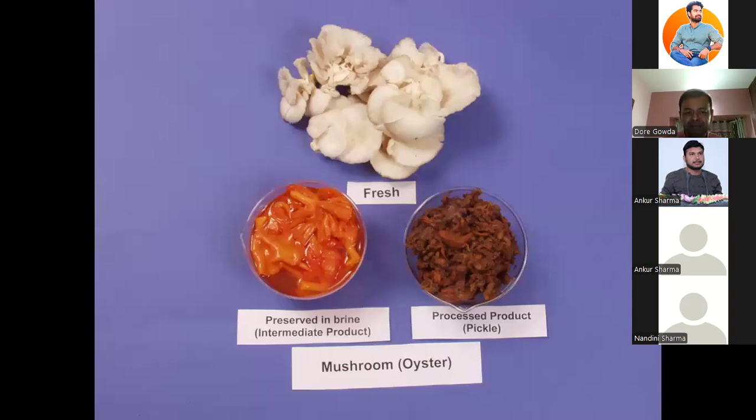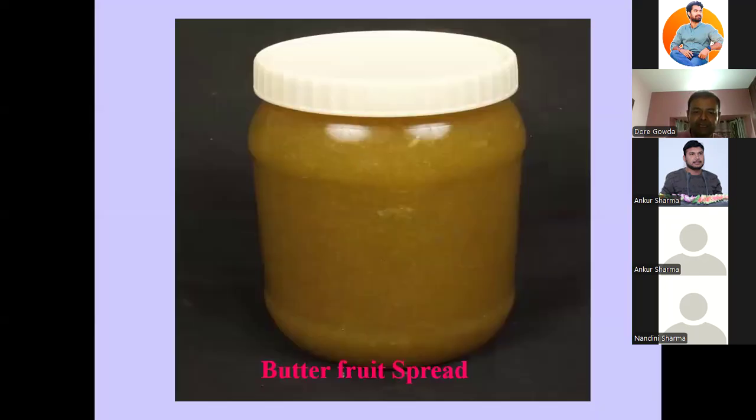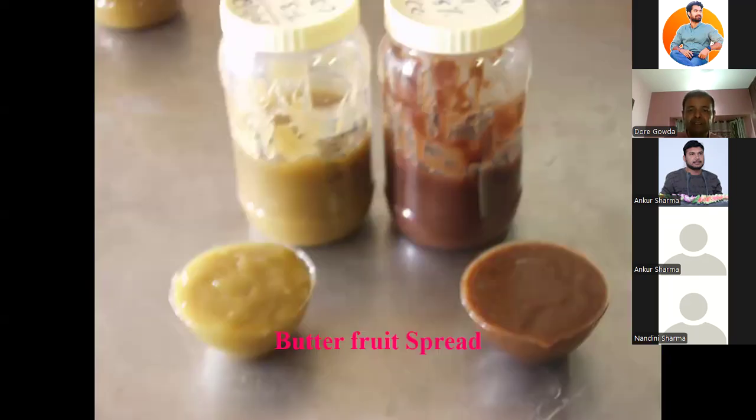Similarly, mushroom can be preserved in brine, that is salt solution. Also, it can be processed into pickle. I was telling about avocado products. This is butterfruit or avocado spread. Similarly, we can make avocado spread with chocolate flavor also. We can see two bottles. One is from butterfruit alone. The second one, brownish, is butterfruit with chocolate flavor because we have added cocoa flavor there.